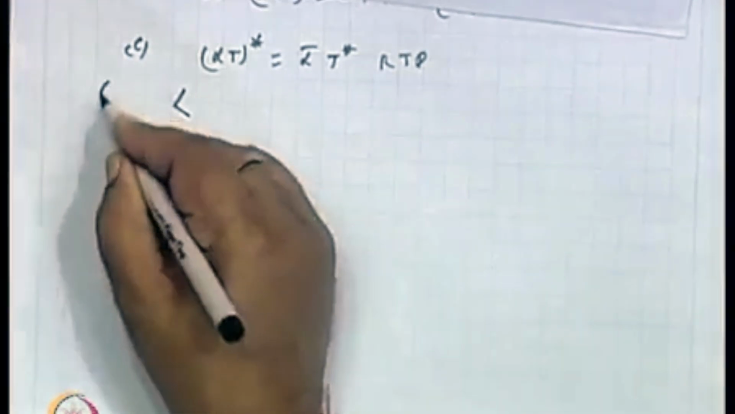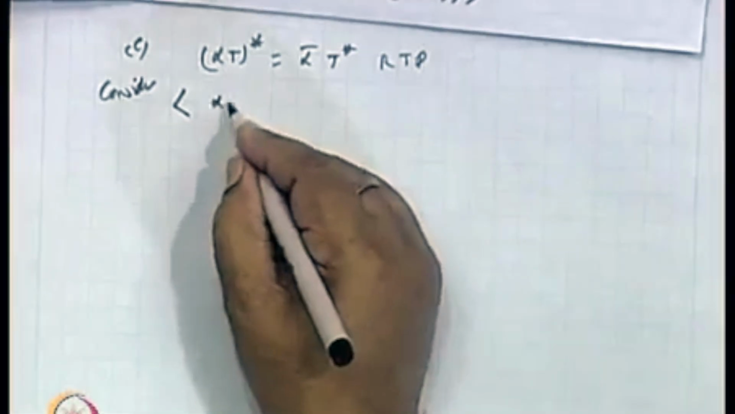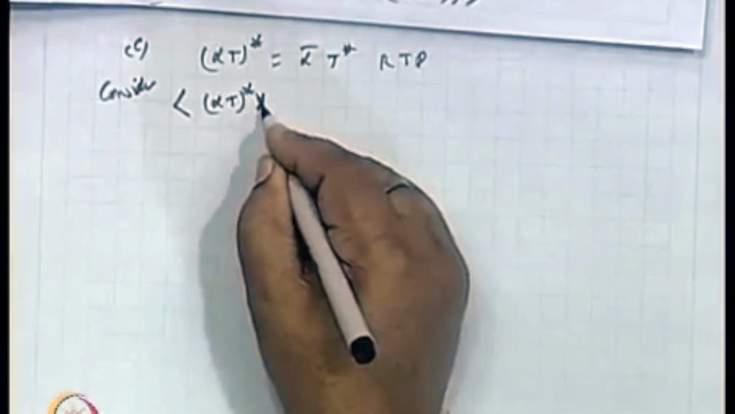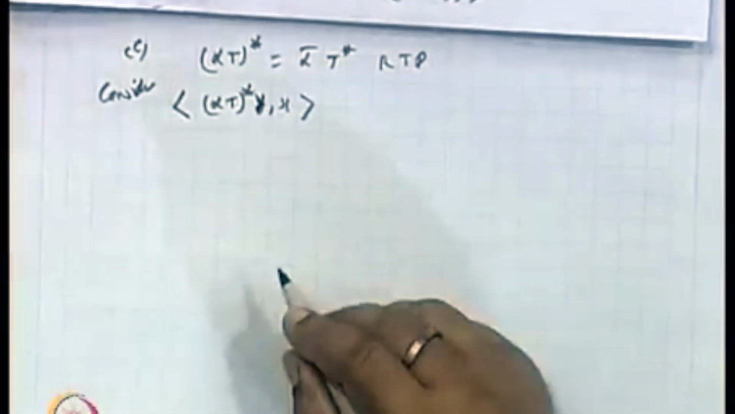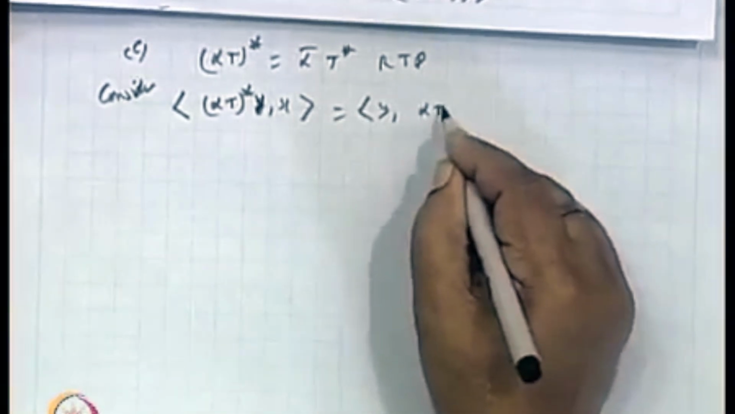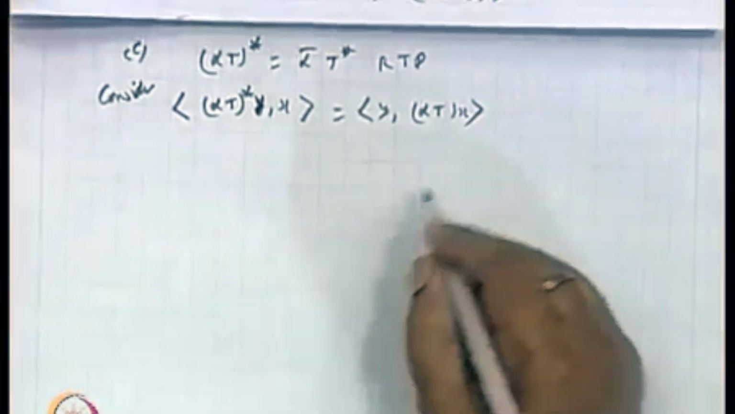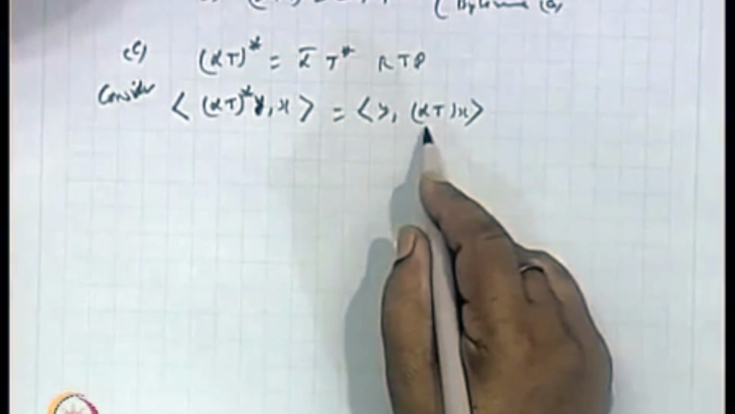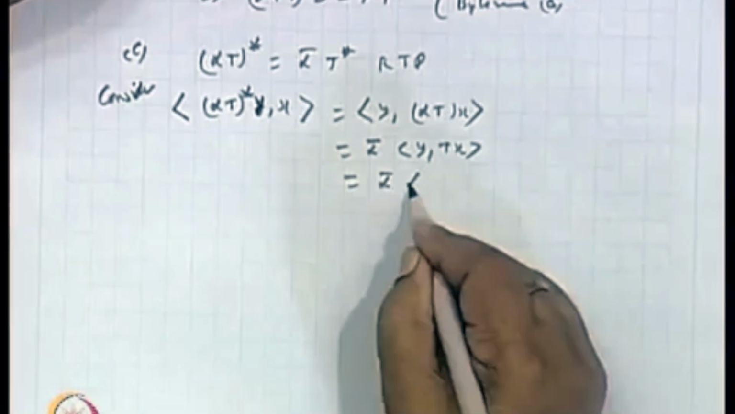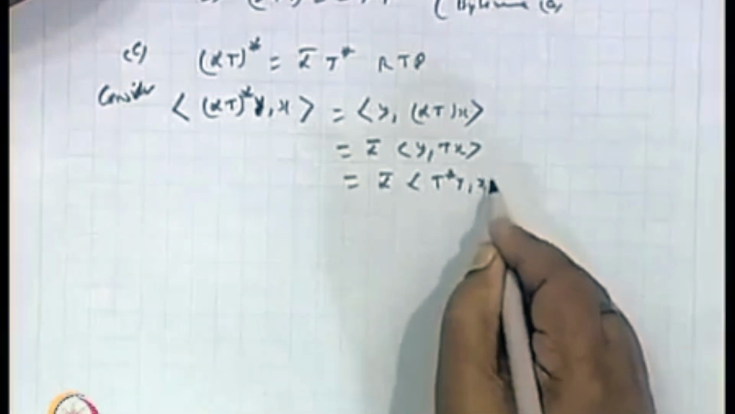So what we do is we start with, consider, inner product of (alpha T)* x comma y, comma x, is it not? Now this will be written as y comma alpha T x, but alpha is in the second bracket, so the conjugate sign will come, and this will be equal to alpha bar T star y comma x.